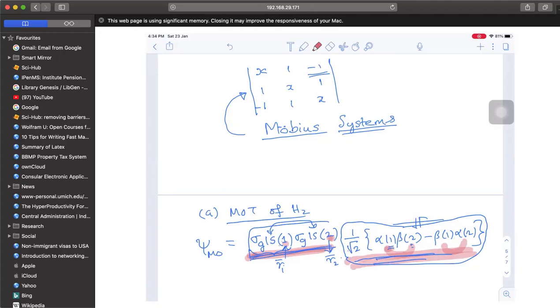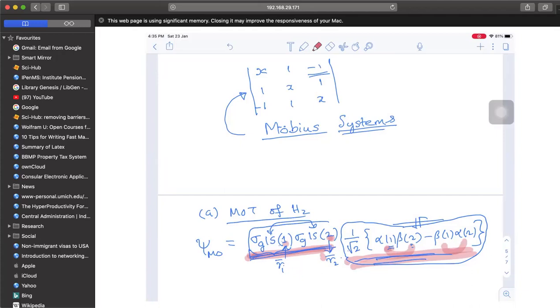Same with the minus sign. So the wave function will change. When you interchange the two electrons, the wave function will change sign. And this is required because the wave function has to obey the Pauli exclusion principle. So when you write the full wave function, the wave function always has to satisfy the Pauli principle.